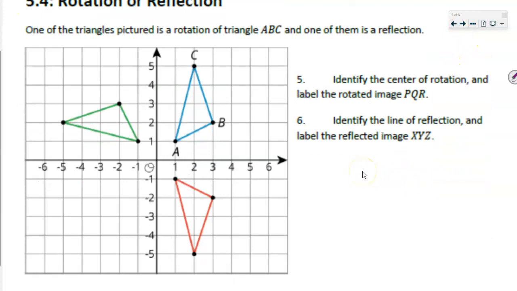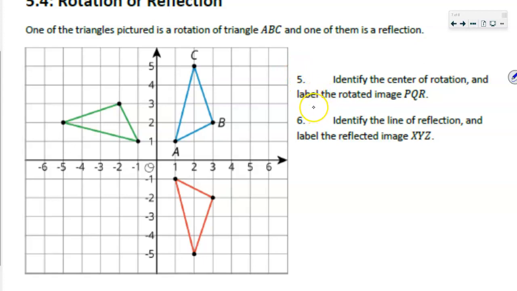One of the triangles pictured is a rotation of triangle ABC, and one of them is a reflection. So I want you to identify the center of rotation and label the rotated image PQR. The next one, identify the line of reflection and label the reflected image XYZ. Which one is the rotation and how can you describe it? Which is the reflection and how would you describe it? We're going to pause the recording as students work on this on their own.